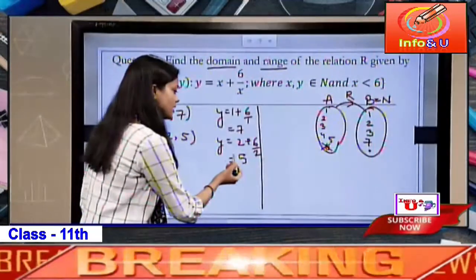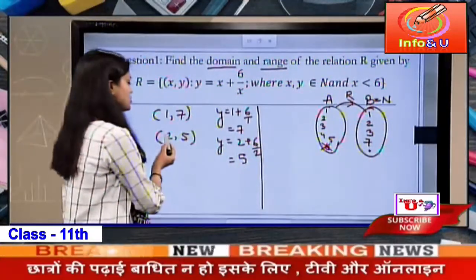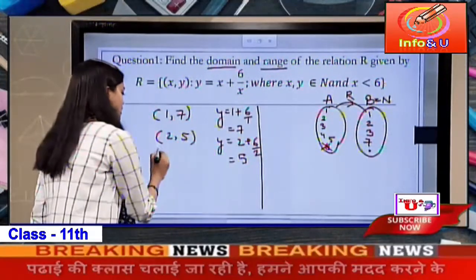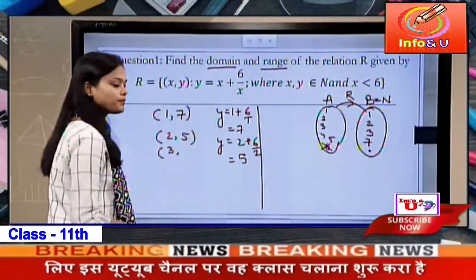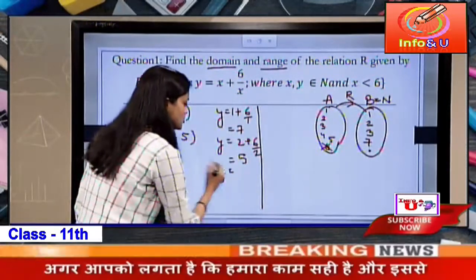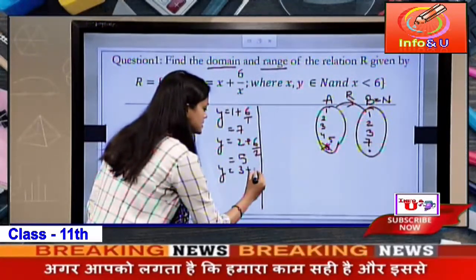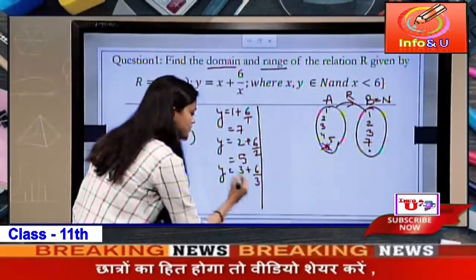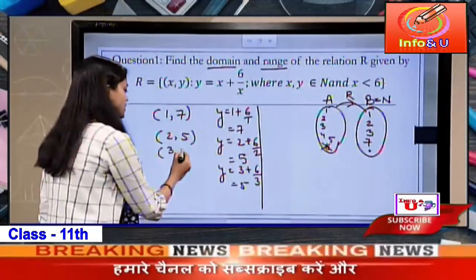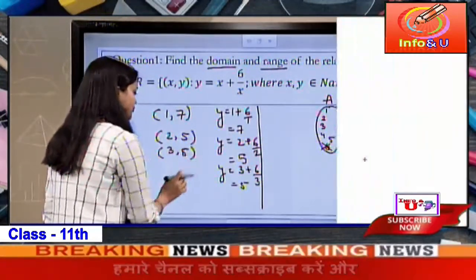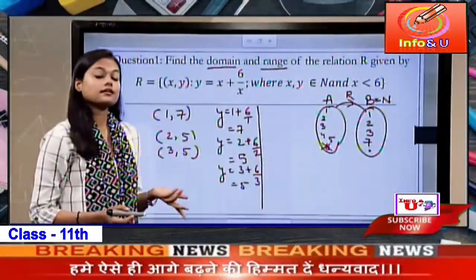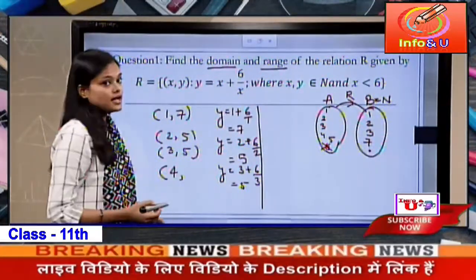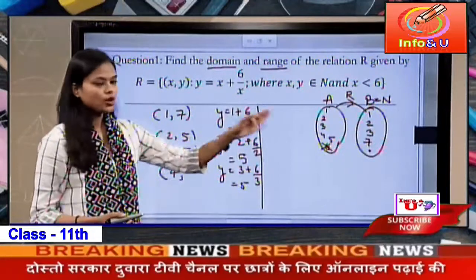Now let us take the second element. So Y is equal to 5. So yes, 2 is also having its image. 2 is related with 5. Now let us take 3. What will be its image? 3 plus 6 by 3, which is again coming out to be 5. So 3 is again related to 5. Now let us take the next element, which is 4, and let us see whether it has an image in the codomain or not.